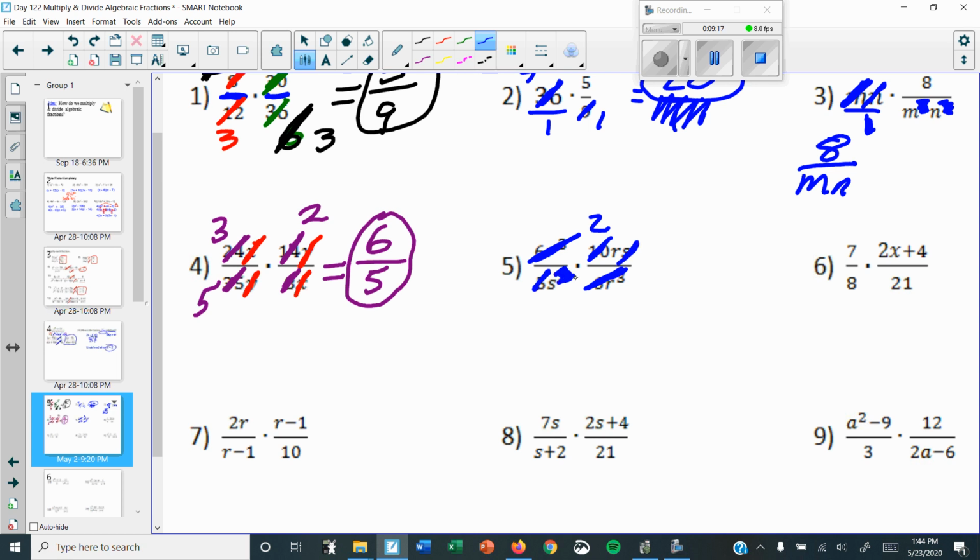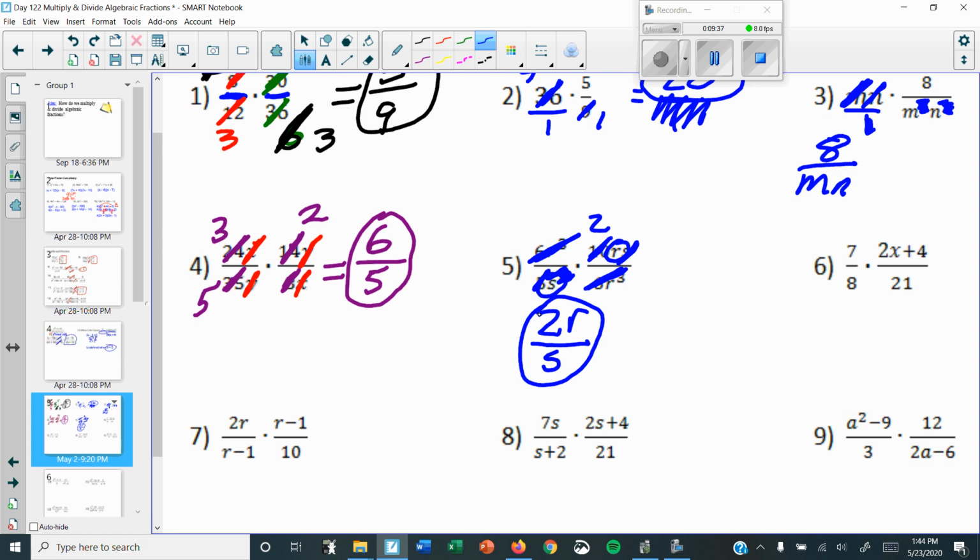This is what I mean by if you're not being neat, it's easy to forget something. So for number 5, what do you see is left? So make sure you find everything. There's a 2, there's still an R on top, and there's still an S on the bottom left. And there is your answer. So just make sure you find everything.